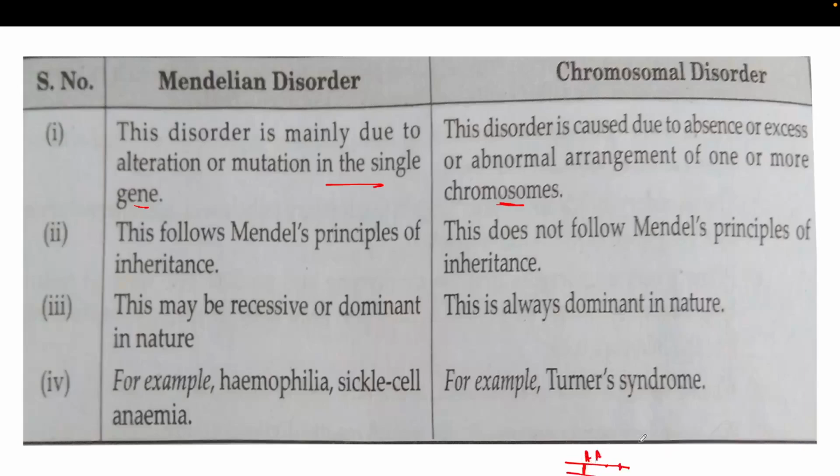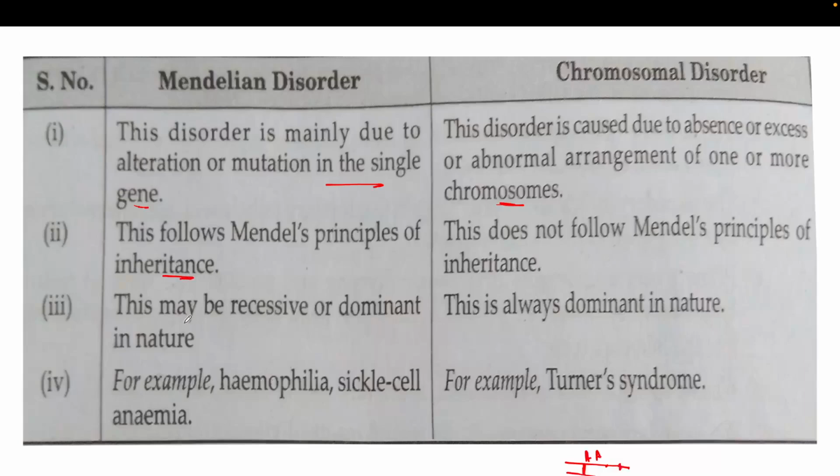So when the complete chromosome changes, or the arrangement changes, or some mutation happens at the complete chromosome level, then it is called a chromosomal disorder. Whereas if some changes occur only at the single gene level, then it is called a Mendelian disorder. This Mendelian disorder generally follows Mendel's principles of inheritance, and the chromosomal disorder doesn't follow Mendel's principles of inheritance.